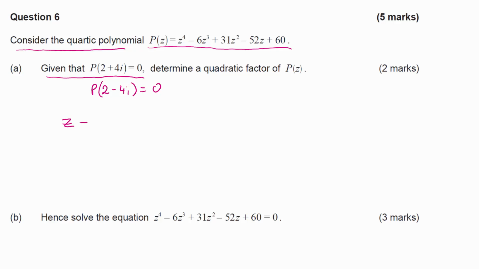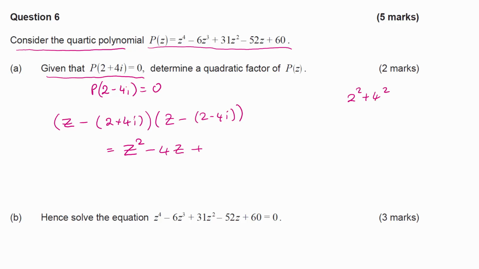Therefore, (z minus 2 plus 4i)(z minus 2 minus 4i) must be a factor. Now, if we expand that out, we get z squared minus 4z plus, it's just going to be 2 squared plus 4 squared, making use of the fact that i squared is -1, and so that will be 20. Hence we want to solve the equation.